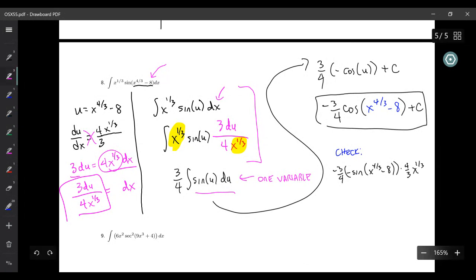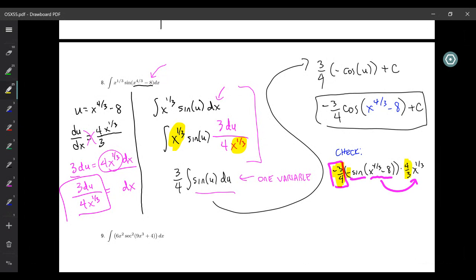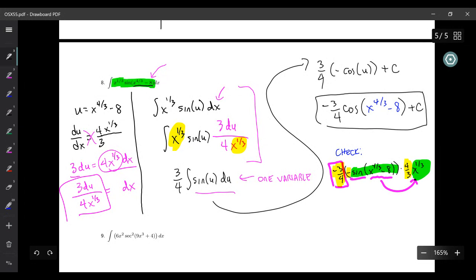And let me just talk through that one more time. Negative 3/4 is a coefficient rule. The derivative of cosine is negative sine. You leave the inside alone times the derivative of the inside. And when we start cleaning this up, this negative cancels with this negative. 3/4 and 4/3 cancel each other, leaving you with just what's in the question: x to the 1/3 sine of x to the 4/3 minus 8. So my derivative of my answer matches the original integrand, so I know that this answer is correct.